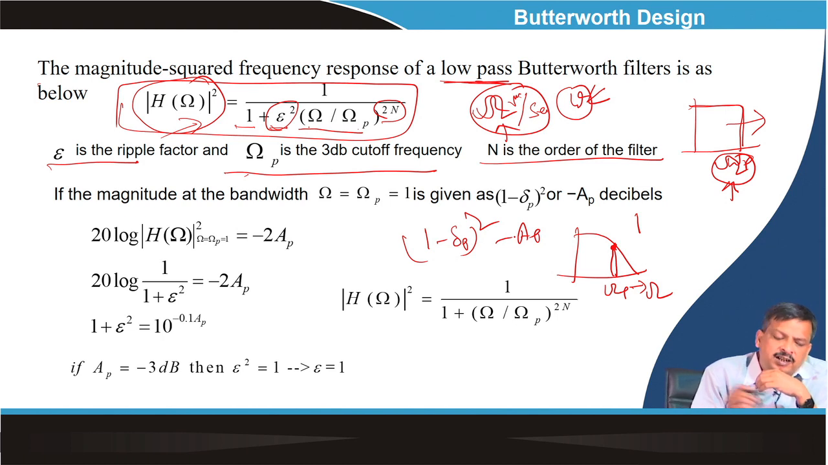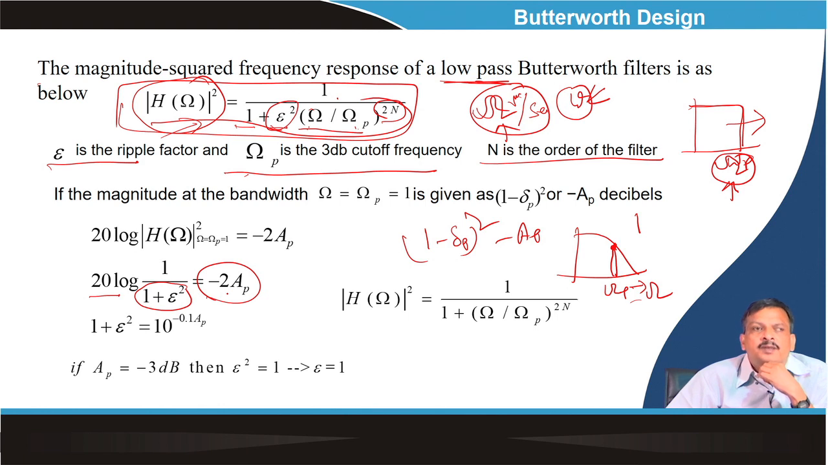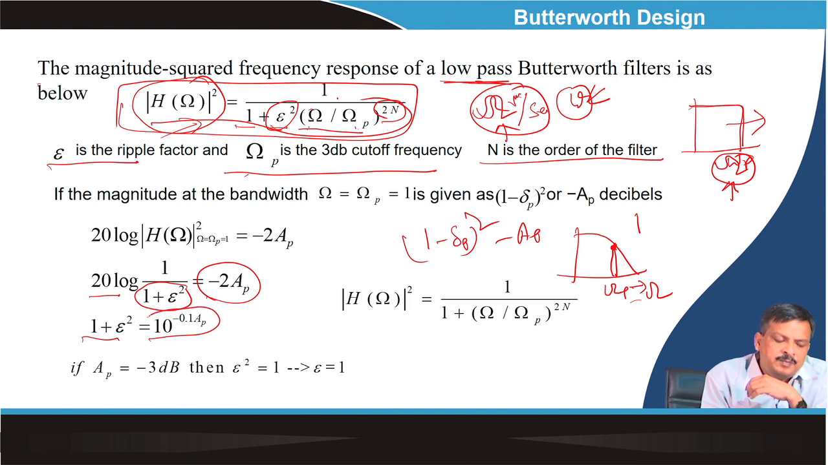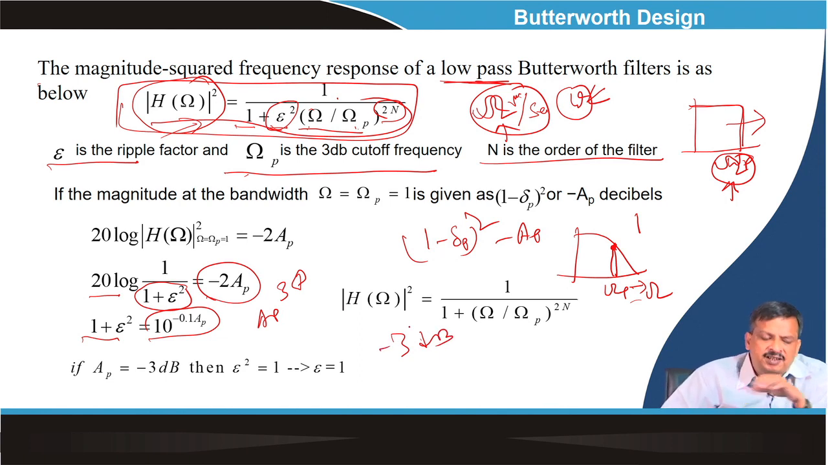So, if I convert into dB, 20 log of this, omega by omega p becomes 1. So this is nothing but 1 by epsilon square, and 20 log of it is equal to minus ap. Now, I know 1 by epsilon square equals 10 to the power 0.1 ap. Now, if ap is 3 dB down, so ap is minus 3 dB, then epsilon square is equal to 1. So epsilon is equal to 1.